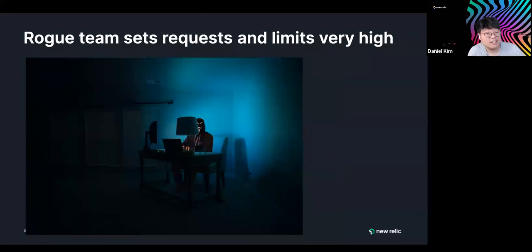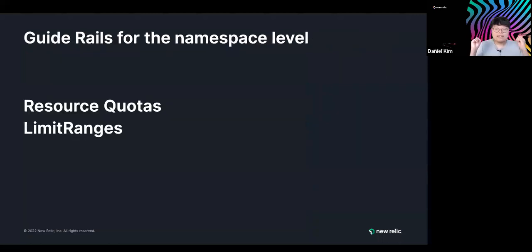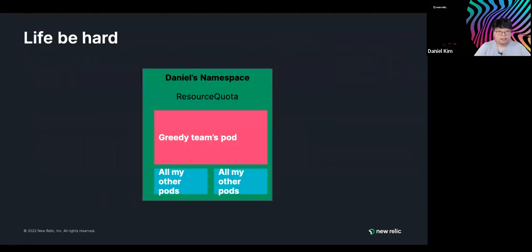Or you could have a scenario where a rogue team can set up the requests and limits very, very high for their own pods and for their own containers and take up more than their fair share of the cluster. So there are two things that you can do within Kubernetes to set up guide rails at the namespace level. They are resource quotas and limit ranges. And I'll talk to you a little bit more about them.